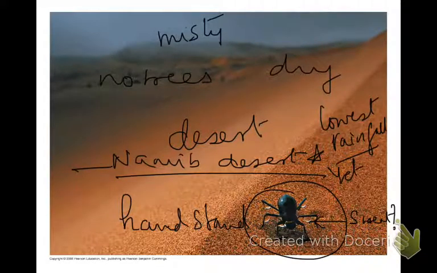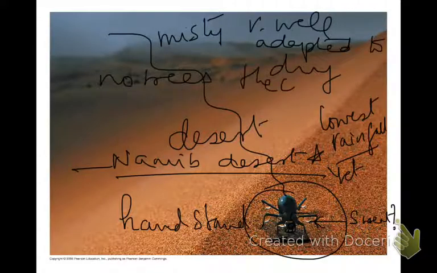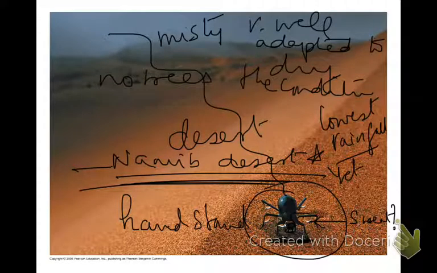Well, this beetle does a handstand, and the mist in the early morning condenses and the water droplets roll down to its mouth, and that's how it can survive the day. It can get through the entire day with that much water that it has accessed in the morning. So we all can say that this beetle is very well adapted to the conditions in this particular desert. Yeah? Okay.